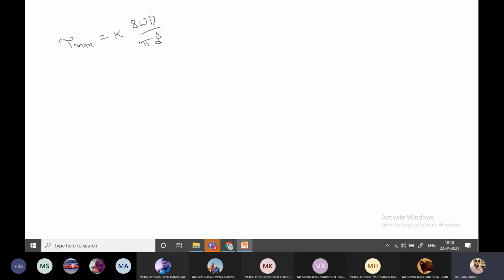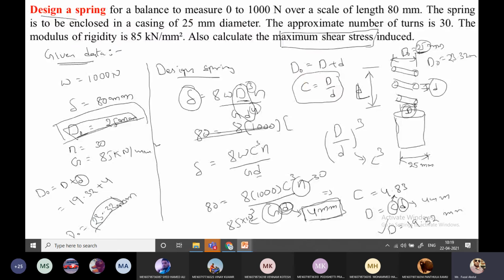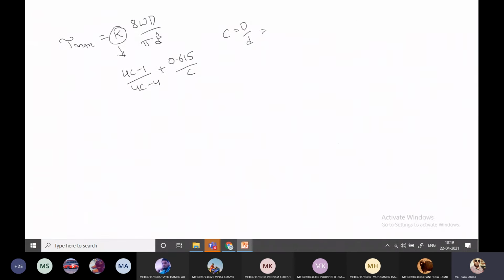So this K is nothing but the Wahl stress factor, that is (4c minus 1) by (4c minus 4) plus 0.615 by c. You have to remember this one, so that whenever I ask the question, you people are ready to tell the answer. So what is c? C is the spring index, capital D by small d. How much did we get in the previous case? The C value, how much did we get? 4.83.